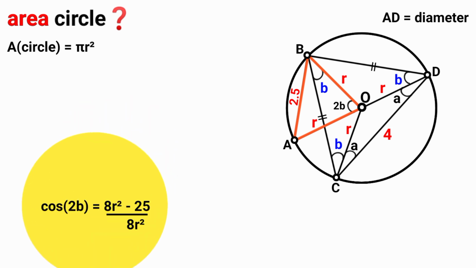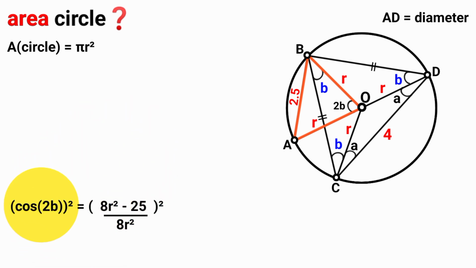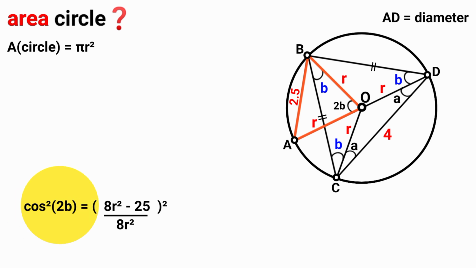Square both sides. Here cos 2B all squared is cos squared 2B, while here 8R squared minus 25 all over 8R squared is 8R squared minus 25 all squared all over 8R squared all squared.